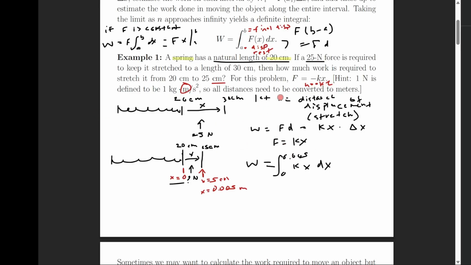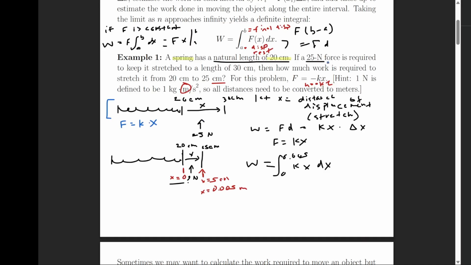So how do we find k? Well, they gave us: if a 25 Newton force is required to keep a spring stretched to a length of 30 centimeters. They're telling us that, so I read it in blue. This is the first part of the problem. Force equals k times x, where x is the distance. They're giving us this, so we can figure out what k is.